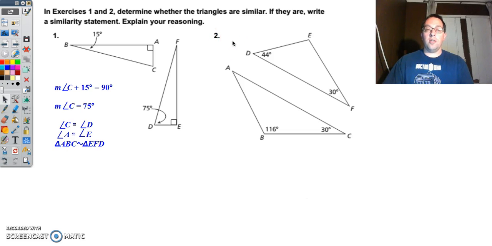I want you all to go ahead and pause the video and work out number 2. Are these two triangles similar? Okay, you're back. Let's see how you did.